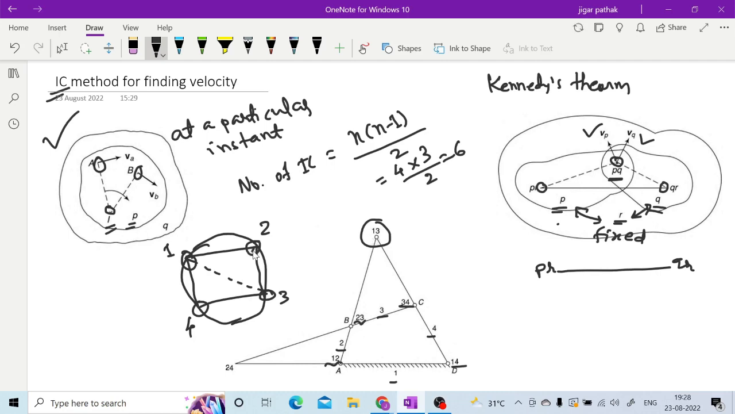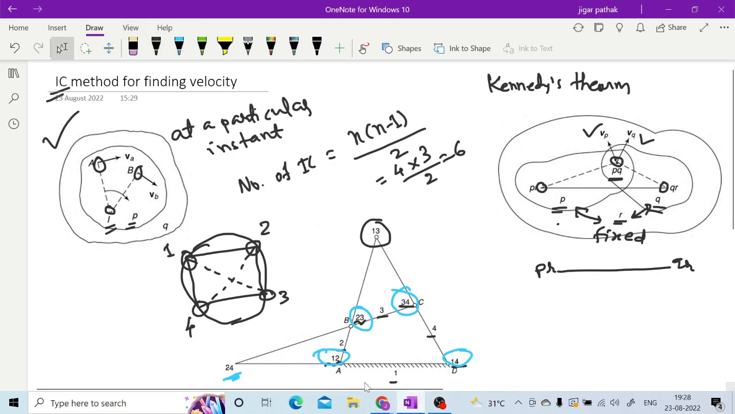Similarly, for getting 2 4, you are going to extend 1 2 and 1 4. Similarly, you have to extend 2 3 and 3 4. So here 2 3 and 3 4 are extended in order to get 2 4. This is how you need to locate the instantaneous center of rotation, right? So this is how you can locate it.